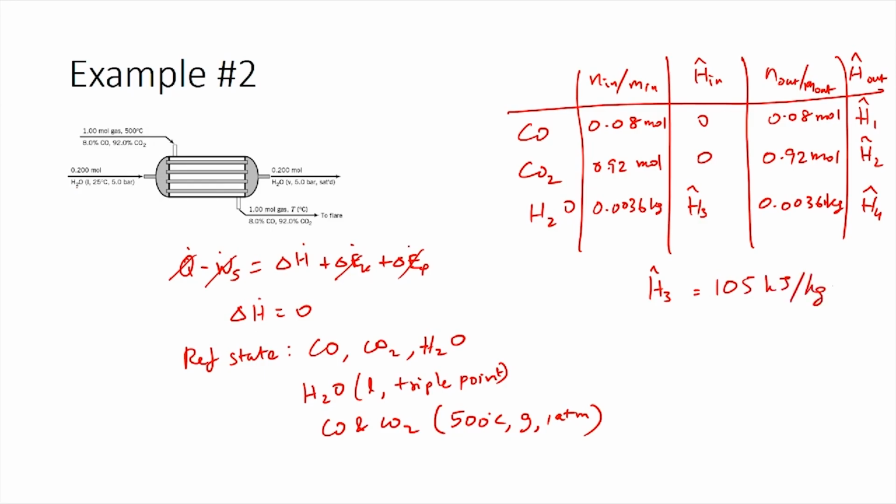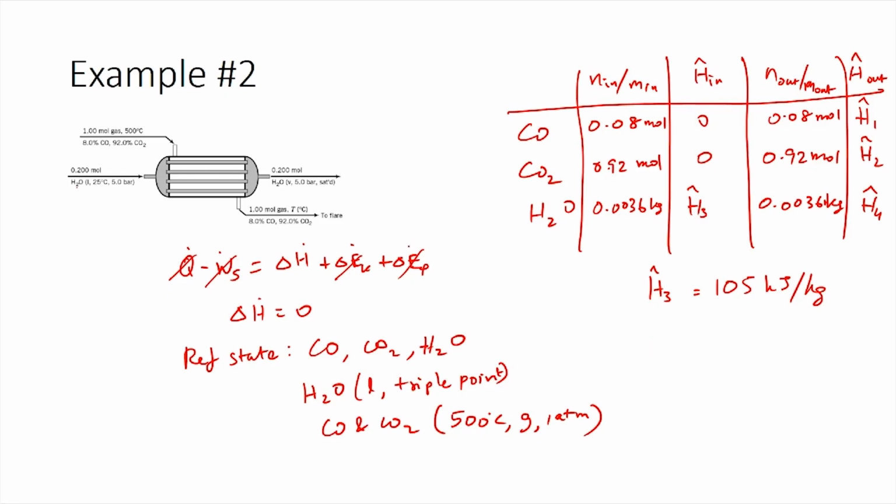Here I have ignored the effect of pressure because V cap values are very small and the change in pressure here is very small. From 1 atmosphere to about 5 bar is not too big a change in pressure. So, we can ignore the V cap delta P effect on enthalpy. For that reason I have gotten an approximate value of 105 kilojoules per kilogram from the steam tables, and I will be using this for my calculations.